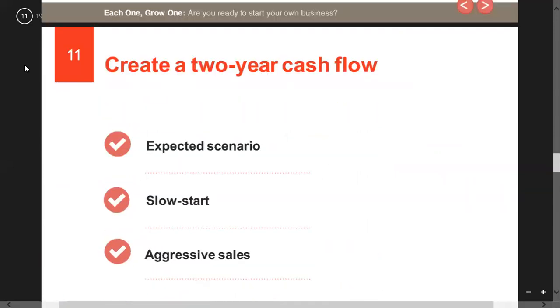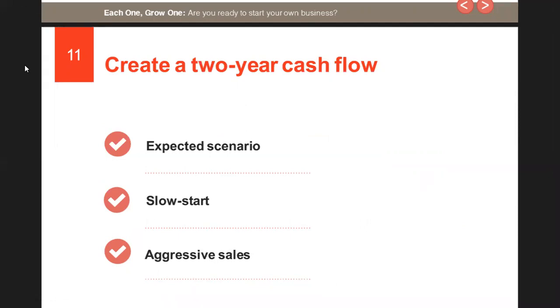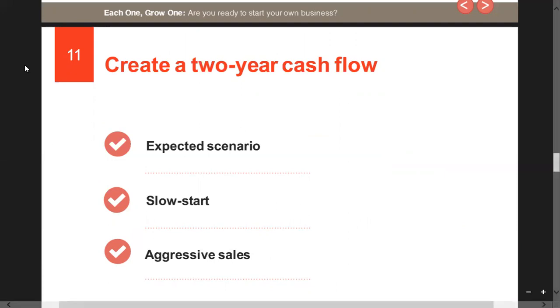Okay, and number 11, create a 2-year cash flow. You have to create an expected scenario, a slow start, and aggressive sell. For the expected scenario, you have to put the scenario that you expect to happen. And slow start, don't try to start fast, please start slowly. And aggressive sell, you must sell as much as you can. It means try to draw customers to buy your product as much as you can.